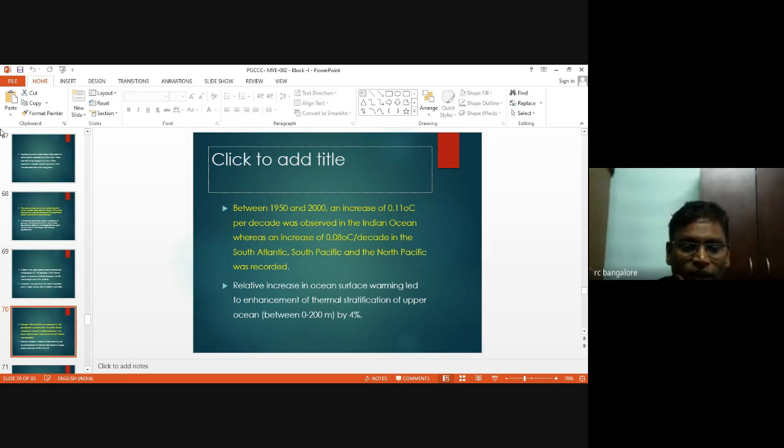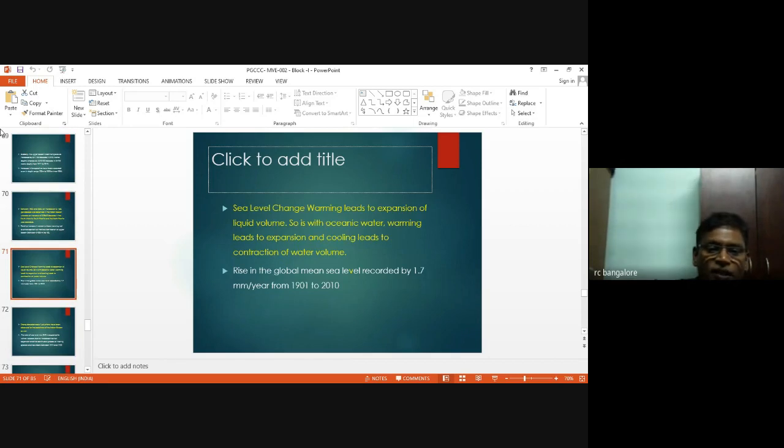So the relative increase in ocean surface warming leads to enhancement of thermal stratification of the upper ocean. So what will happen? Because of this high temperature environmental condition, the surface water of the ocean also gets heated and the temperature will increase.